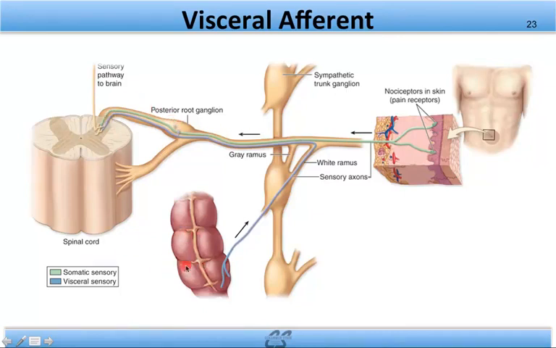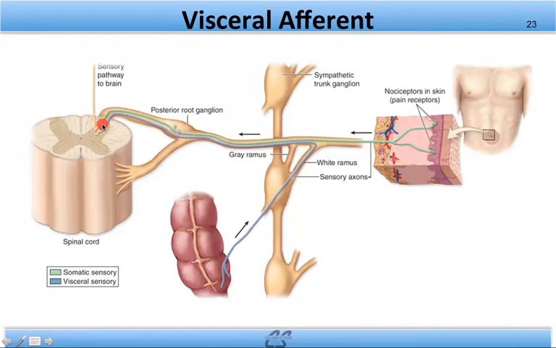Now we're talking about the intestine. This is not somatic anymore. This is visceral. And so in this case, maybe there is swelling of the appendix, which is down here. And we want to bring back sensory information. Again, still only one neuron to get us all the way back. Cell body still in the posterior root ganglion, still ending in the spinal cord.